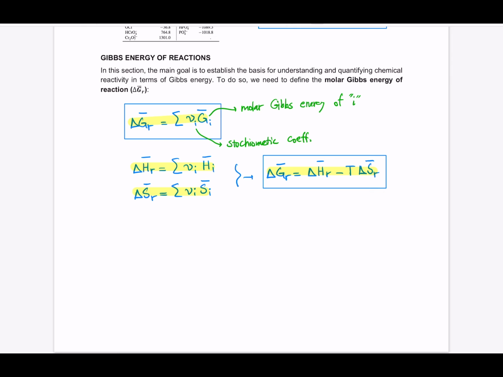If we're specifically looking at the standard condition, this would be basically the same. So delta G of the reaction at the standard condition would be also nu_i for all the G_i's at the standard condition. And similarly, we have delta G of reaction at the standard condition would be delta H of reaction at the standard condition minus T delta S.